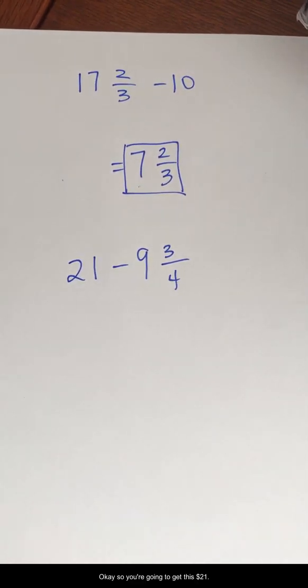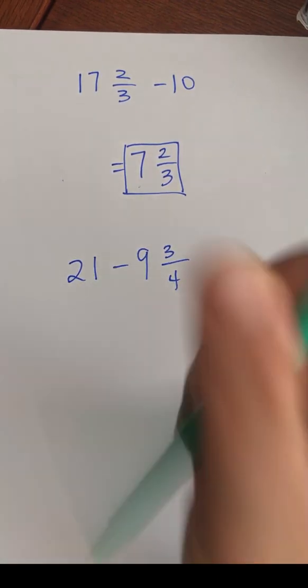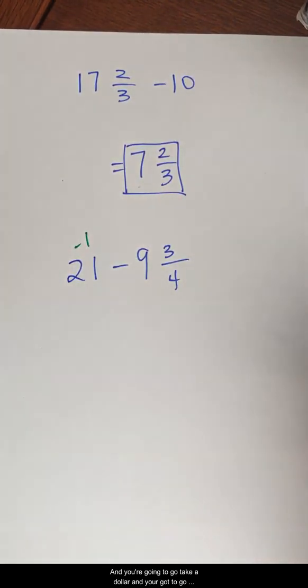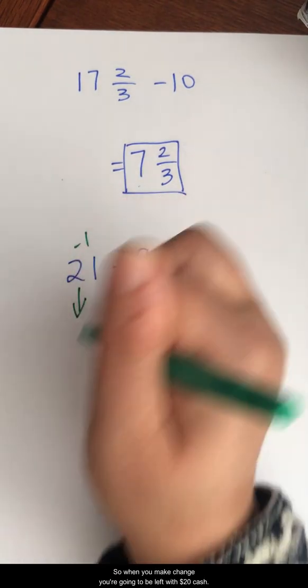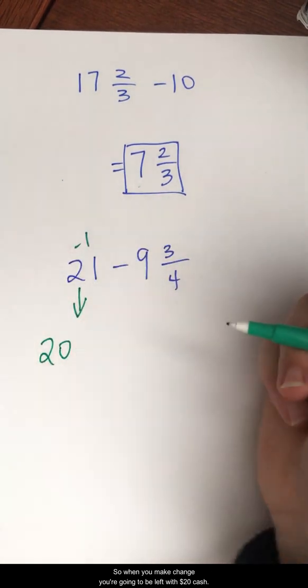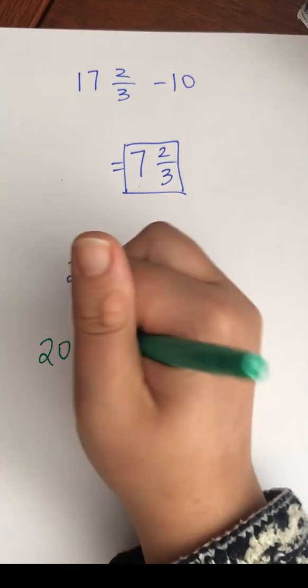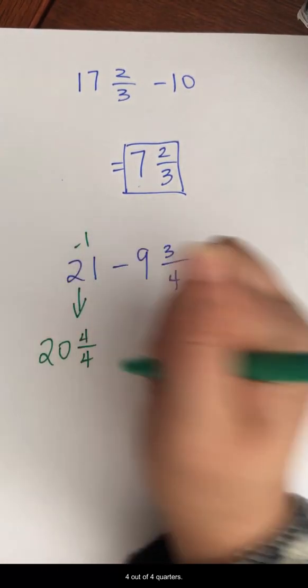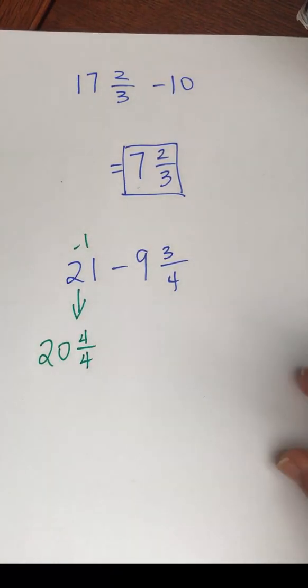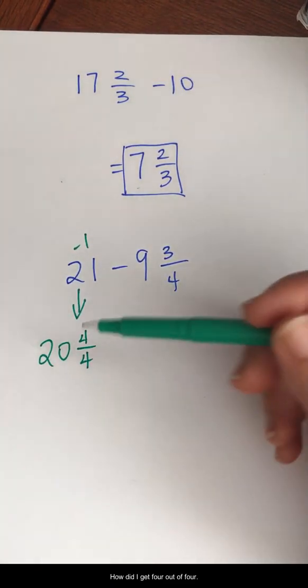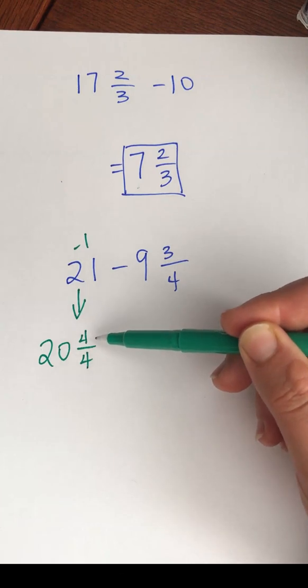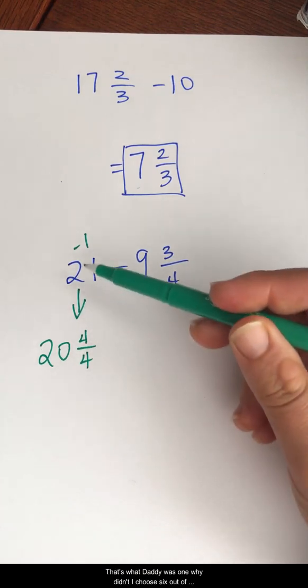Okay? So you're going to get this $21, and you're going to take $1 and go make some change. So when you make change, you're going to be left with $20 cash and 4 out of 4 quarters. How did I get 4 out of 4? The 1. That's 1. That equals 1.